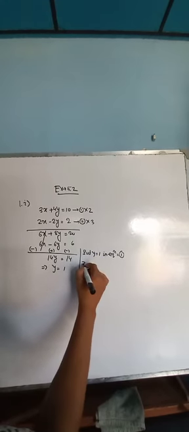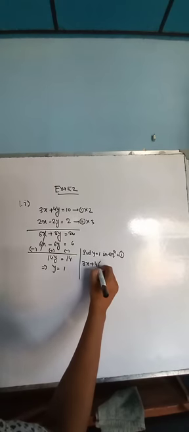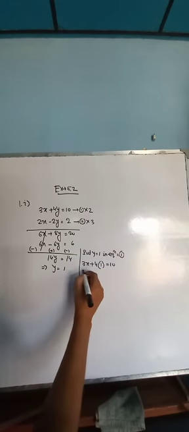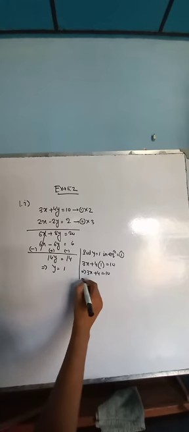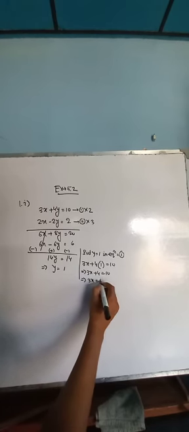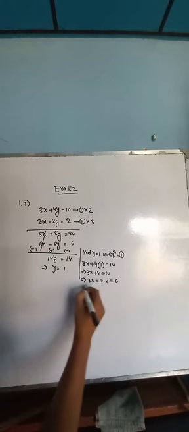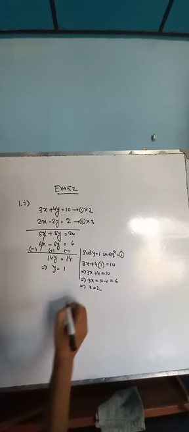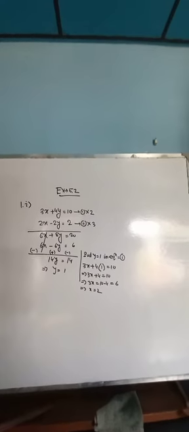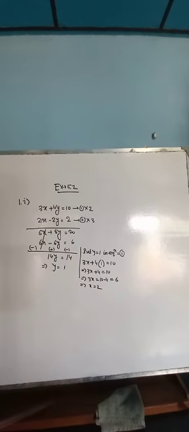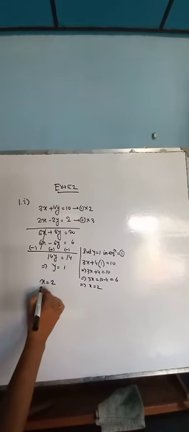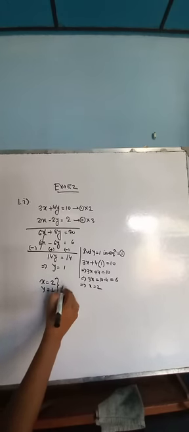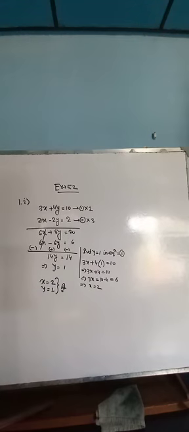Whatever you get, 3x plus 4 into 1 is equal to 10. 3x plus 4 is equal to 10. 3x is equal to 10 minus 4, that is 6. So the x value is 2. Okay, clear? So you can get it. What is the answer? The x value is 2, the y value is 1. This will be your answer. Am I clear to all of you?